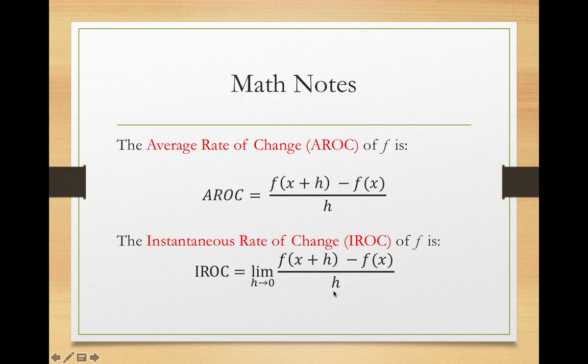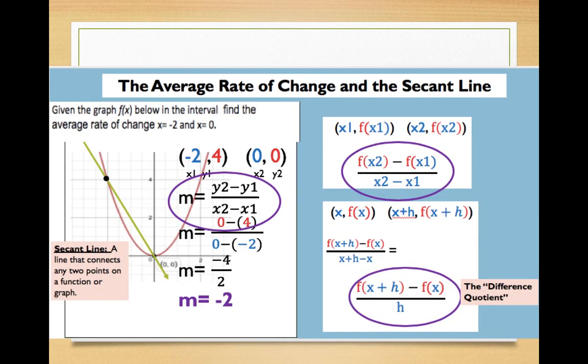Now, first off, where does this all come from and what does that all mean? As a reminder, when we talked about the average rate of change and the secant line, the secant line was the line that connects 2 points on any curve or graph, and the average rate of change was the slope of the secant line, like the rise over run. And we talked about the slope, change in y over change in x, and the various different ways that we wrote the slope.